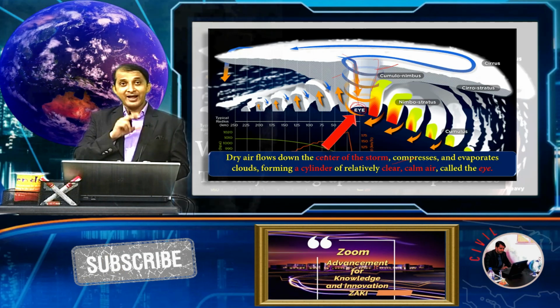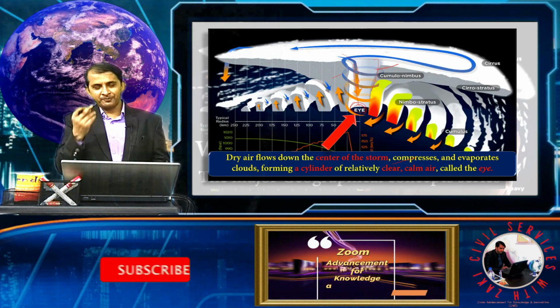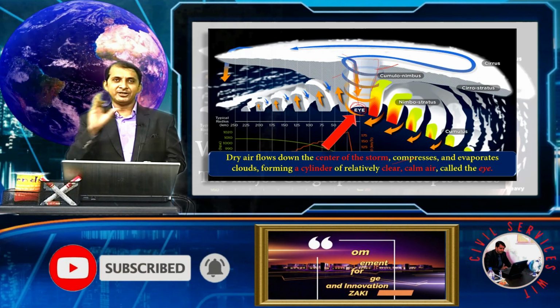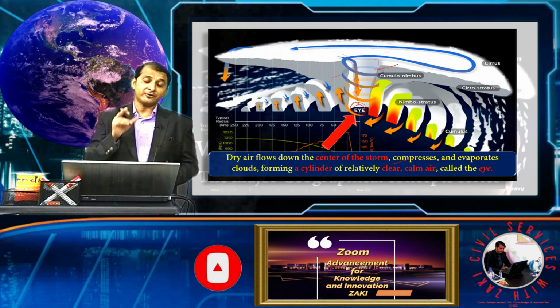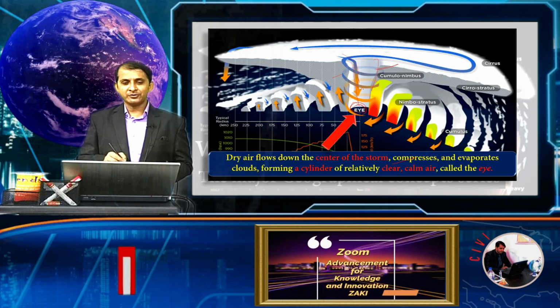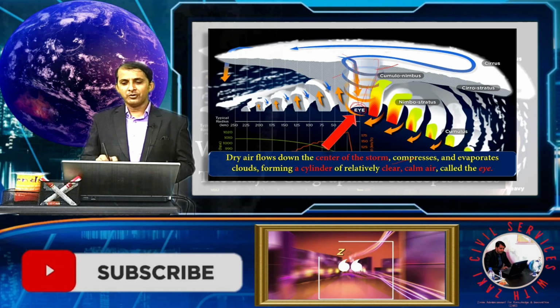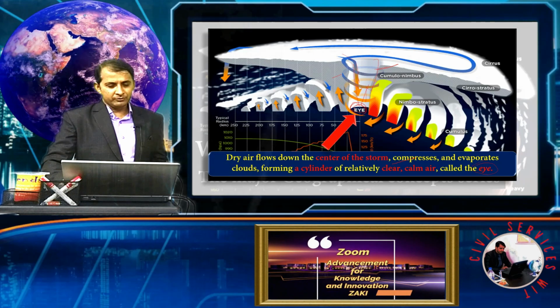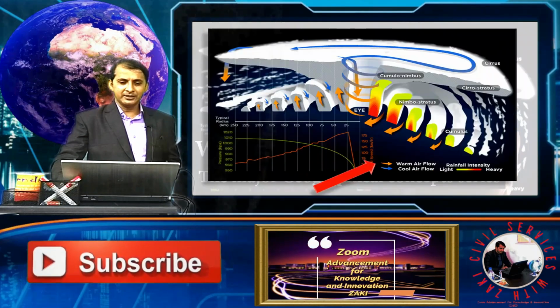Unlike the extratropical cyclone, you cannot find such an eye in an extratropical cyclone, but a tropical cyclone has an eye. So it is called the eye of the storm. So we move forward and see another thing.